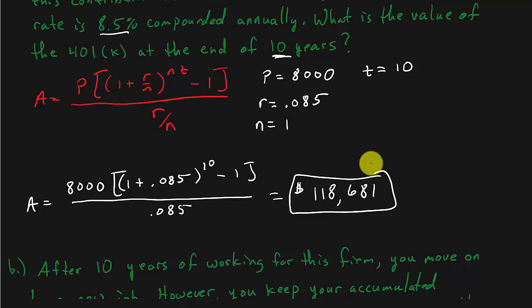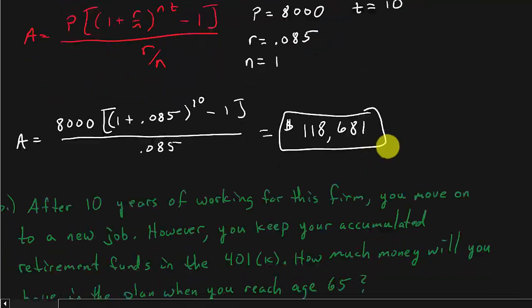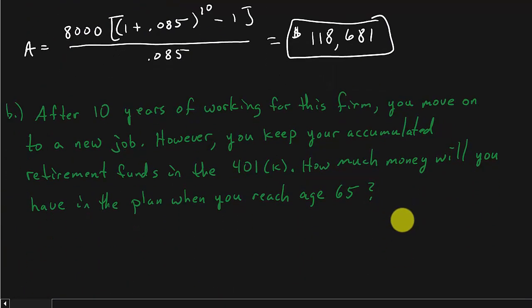All right. So after 10 years of working for this firm, you move on to a new job. However, you keep your accumulated retirement fund in the 401k. How much money will you have in the plan when you reach age 65?